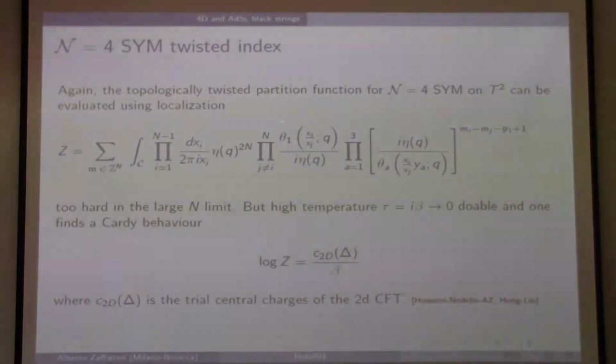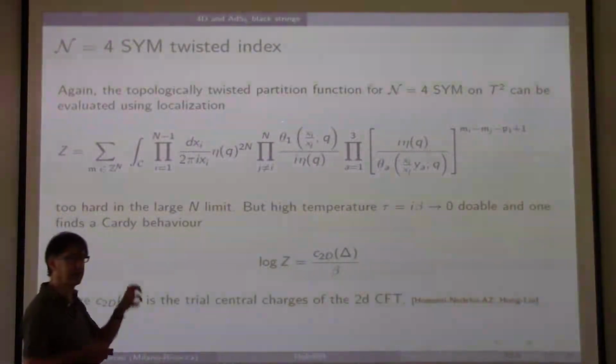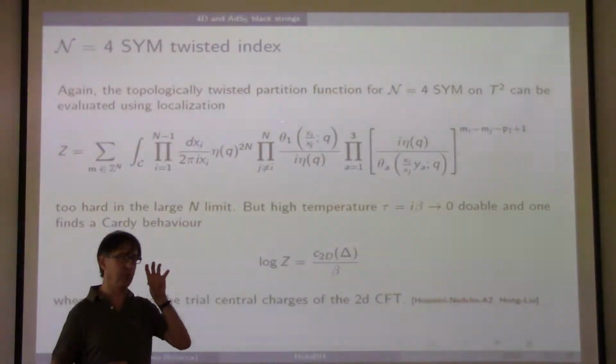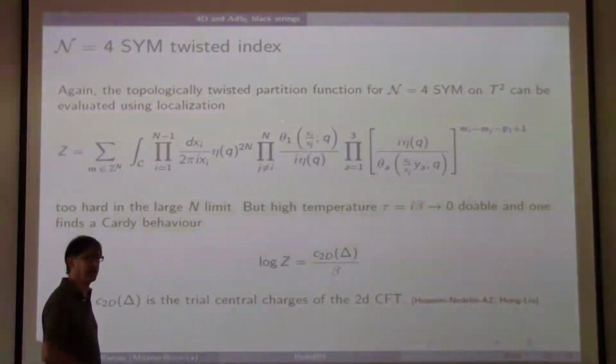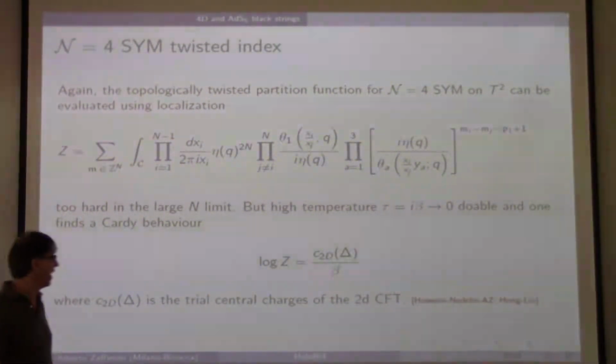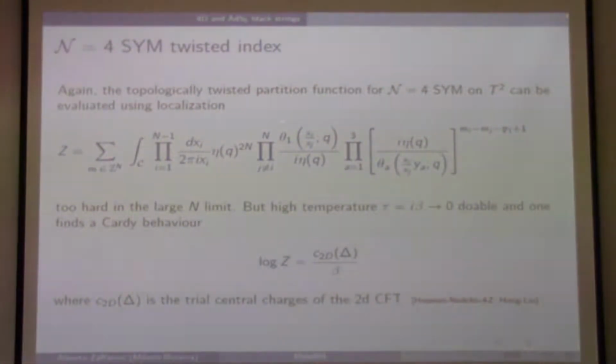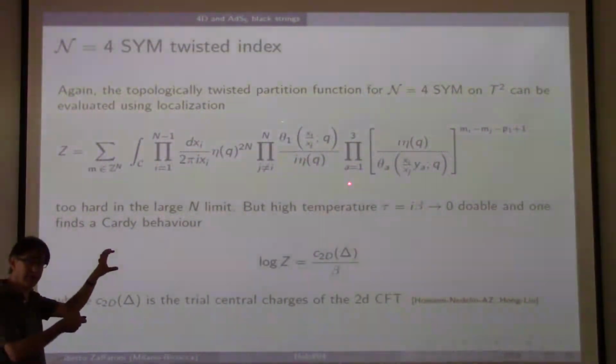But there is another interesting limit that I can take. Since now I have a torus, I can play with the modular parameter of the torus. So I can study what I'll call the high temperature limit. It's not really temperature, because with supersymmetry we are at 0 temperature, but I take the modular parameter to 0, let's call it the high temperature limit. This is an elliptic genus, so I should expect a Cardy-like behavior. And what you can do is to evaluate this in the saddle point approximation.